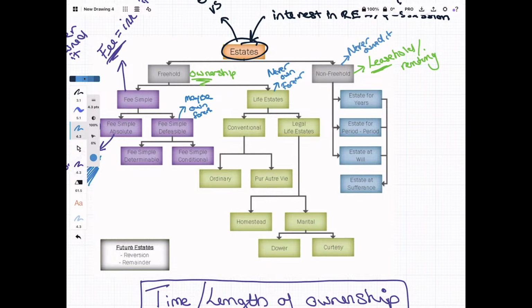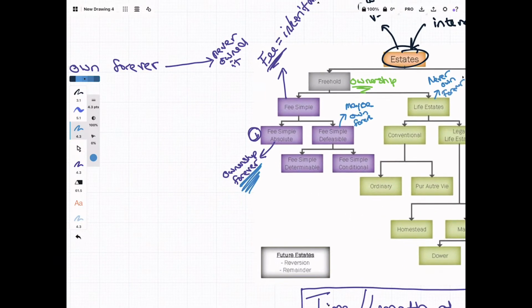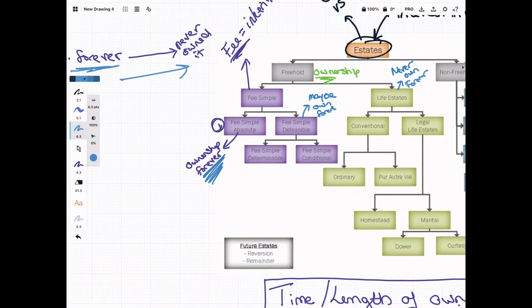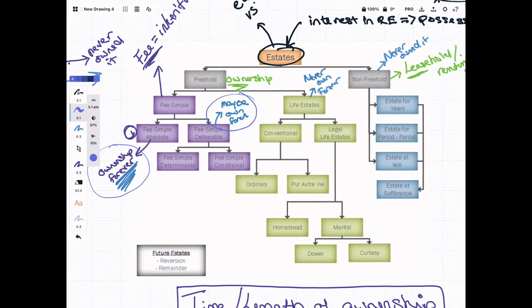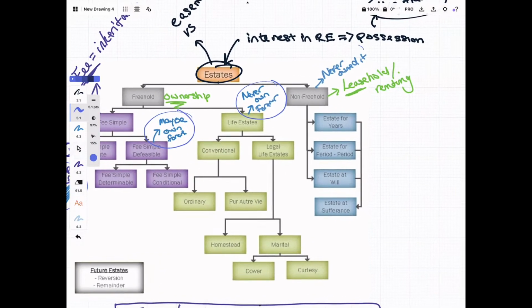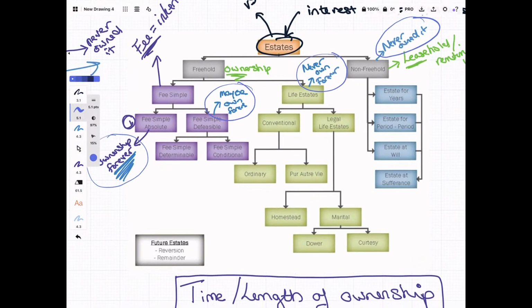Give me a thumbs up if that makes sense. How we're going from you owned it forever to you never owned it. A fee simple absolute, you owned it forever. A fee simple defeasible, you maybe own it forever. A life estate, you never had the opportunity to own it forever. And we know by definition, a non-freehold estate means you never owned it. So give me some type of signal like, yes, that makes sense. You know how my thing is with having a favorite emoji. Awesome. Sweet. I love it. So that's what this chart means.